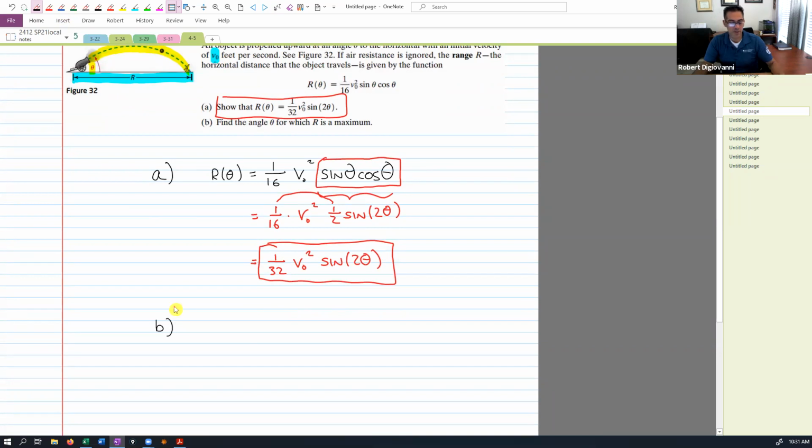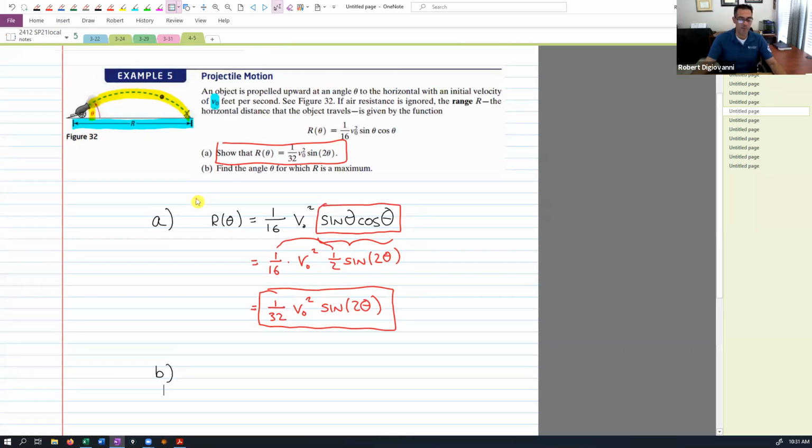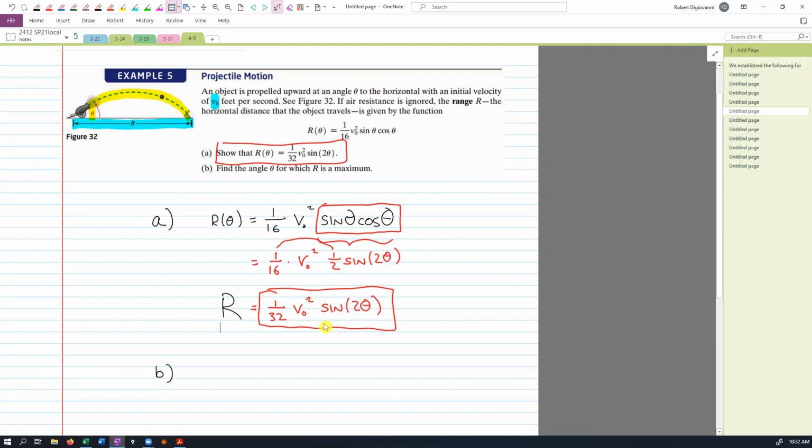Part B, this one's the more interesting part of the problem. Find the angle for which R is a maximum. So if this equation gives you what R is, when would this be the biggest it could be? At what angle would this be the biggest it can be? 45 degrees. 45? Okay, so how can you prove that to me from the formula?